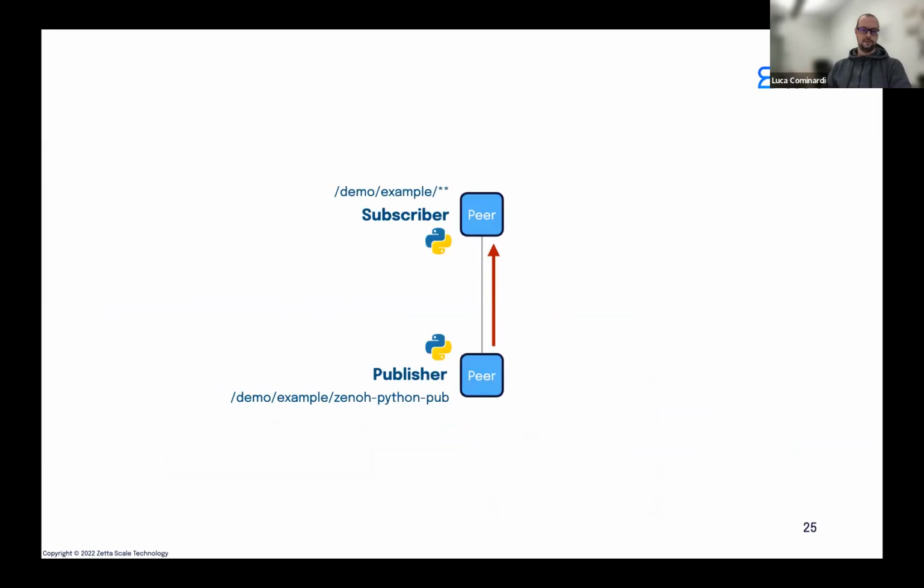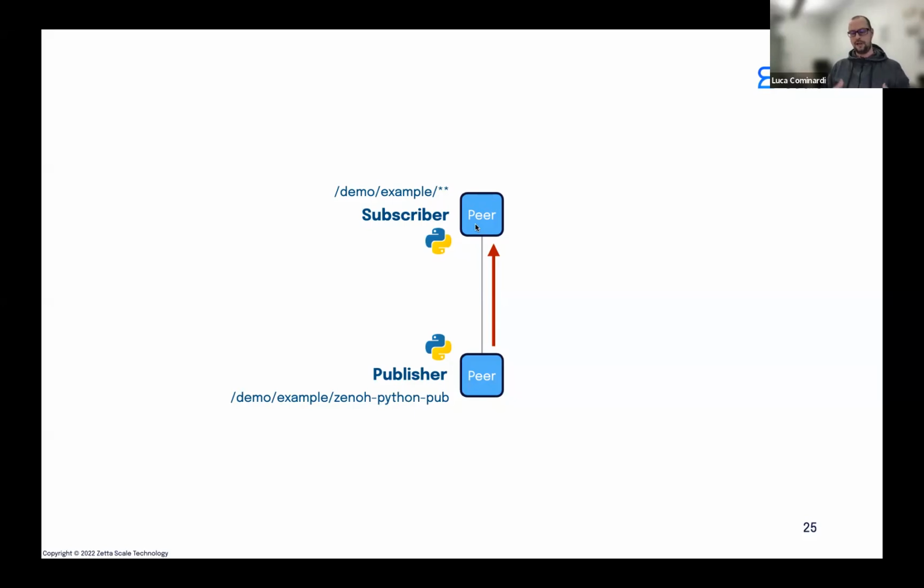So let's start with the first example of a publisher and subscriber written in Python. In this case, as you can see here, we've got two peers: one publisher that publishes data on /demo/example/zenoh-python-pub, and a subscriber that is subscribed to /demo/example/**. In this figure, the gray line is the actual Zenoh session established between the two peers.